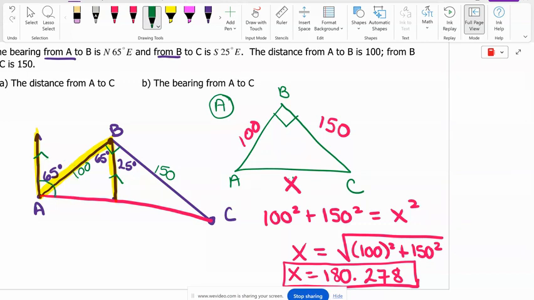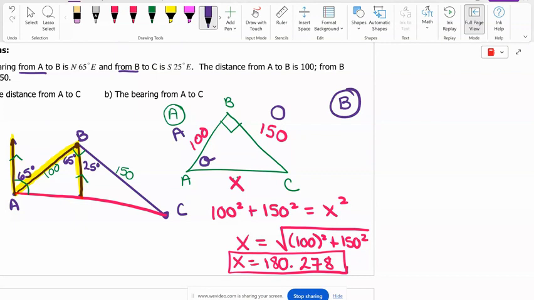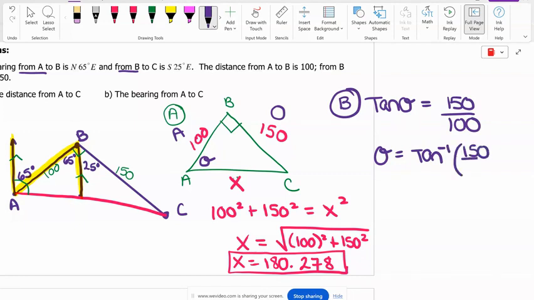So now that whole angle is split into 2. I have the 65 degrees, but do I have this bottom angle? No, but using this triangle that I have here, can I find this bottom angle? Absolutely. Let's call it theta. I'm going to use the 150, which is opposite, and the 100, which is adjacent. So tangent of theta equals 150 over 100. So theta will equal the inverse tangent of 150 over 100.